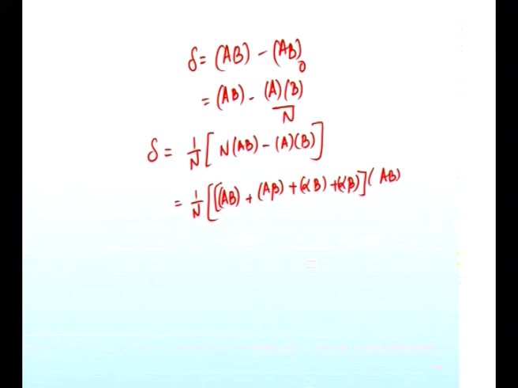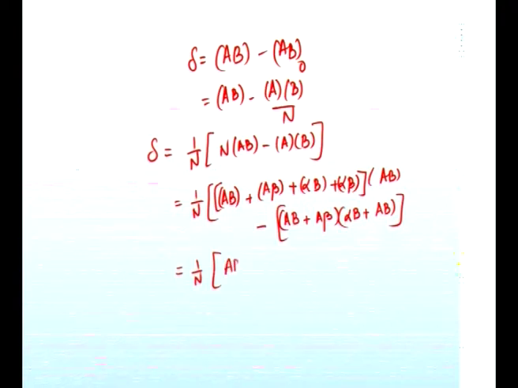into AB minus you have A. A is written as AB plus A beta, and B is written as alpha B plus AB. Okay. We will multiply and simplify this. So, this goes as 1 by n. AB into AB is AB square, plus A beta into AB, plus alpha B into AB plus alpha beta into AB.